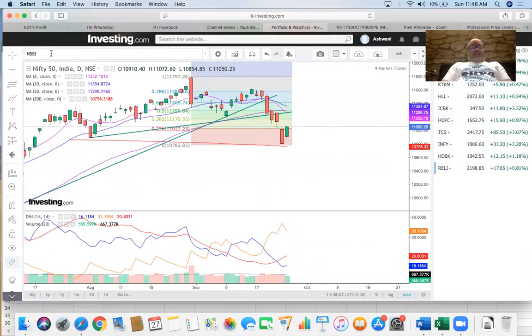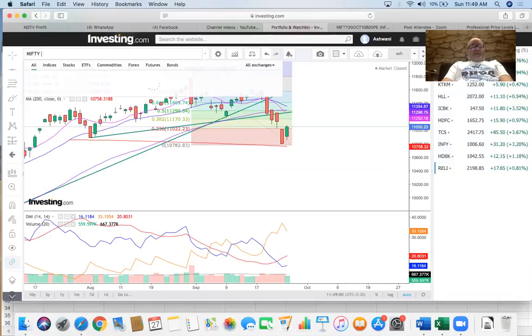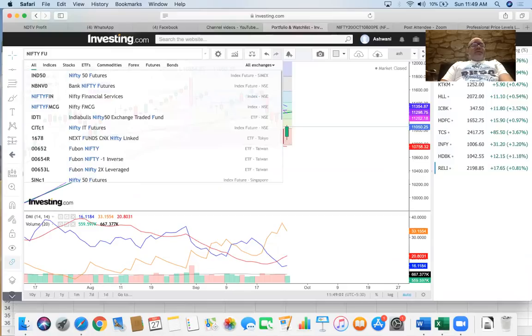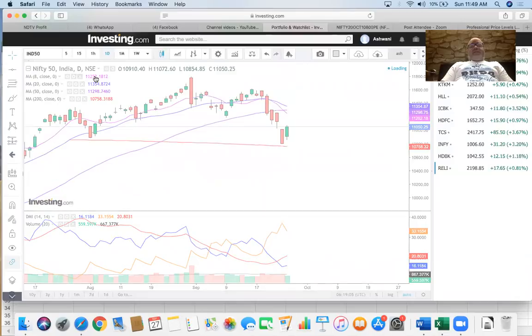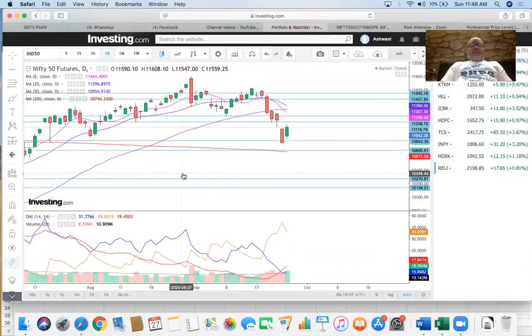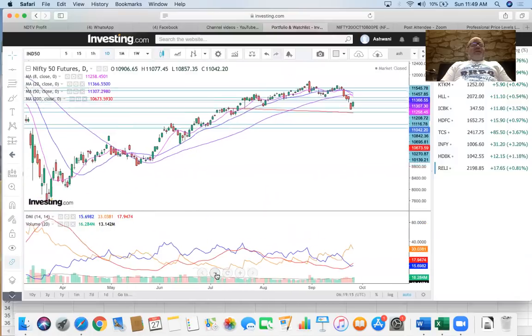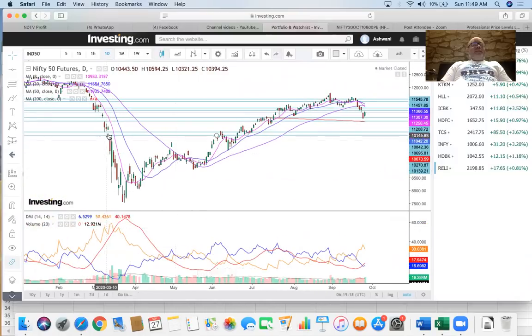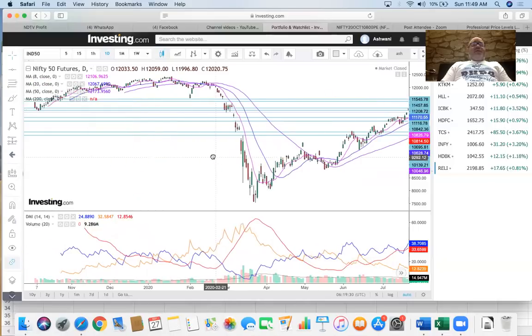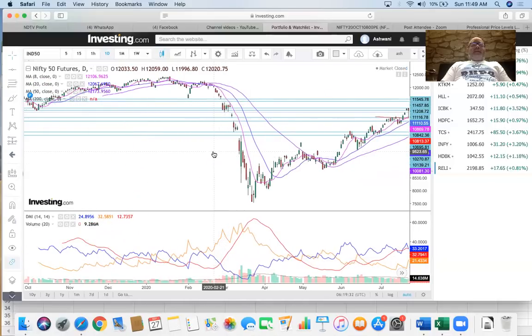Now let's see what kind of interesting levels have come directly from the chart. See, these are the support and resistances that I have drawn. I have used a very simple methodology. All these levels have been taken from these gap downs we got from the March decline we had. So first of all, you have this gap down.